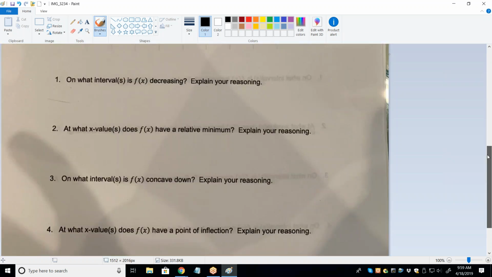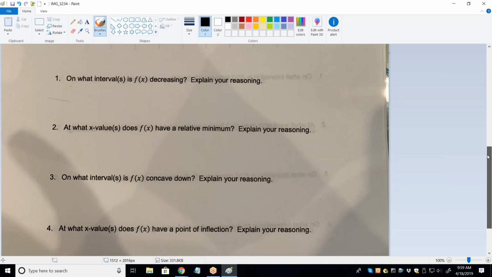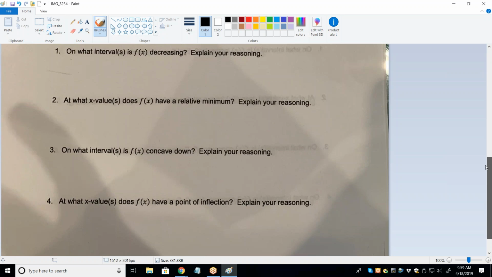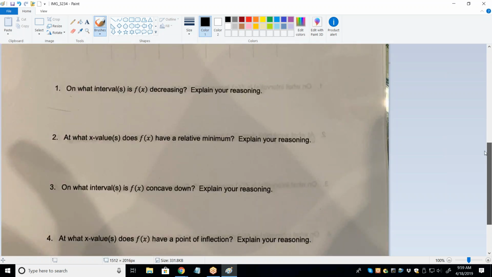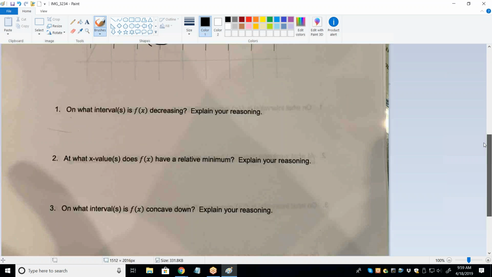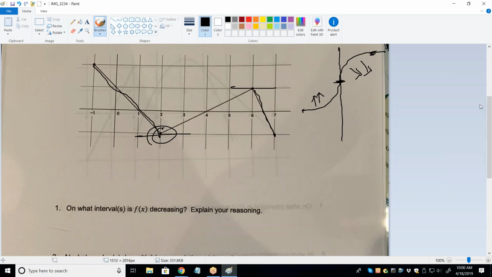Look at that question again. On what intervals does it have an inflection point? I would still go with that answer. Again, I'm less sure on this one than I was on the other one. I'm pretty sure the inflection point is where the second derivative is 0 or undefined, and in this case it's undefined.